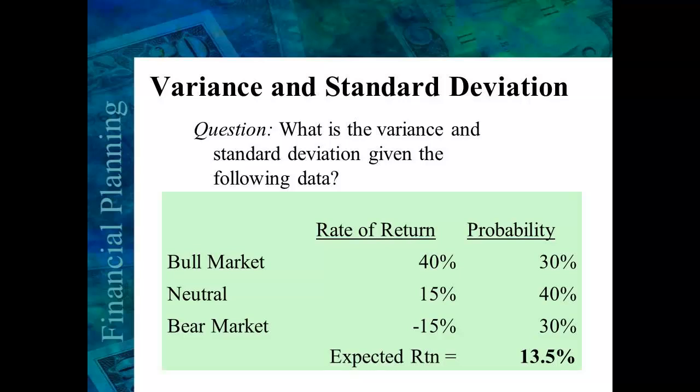Let's quickly review the variance and standard deviation calculations you covered in Business 591 by examining the following problem. Question: what is the variance and standard deviation given the following data? The bull market, rate of return 40%, probability 30%. The neutral market, expected return 15%, probability 40%. And a bear market, expected return of minus 15%, probability 30%. You already know that the expected return is 13.5%.